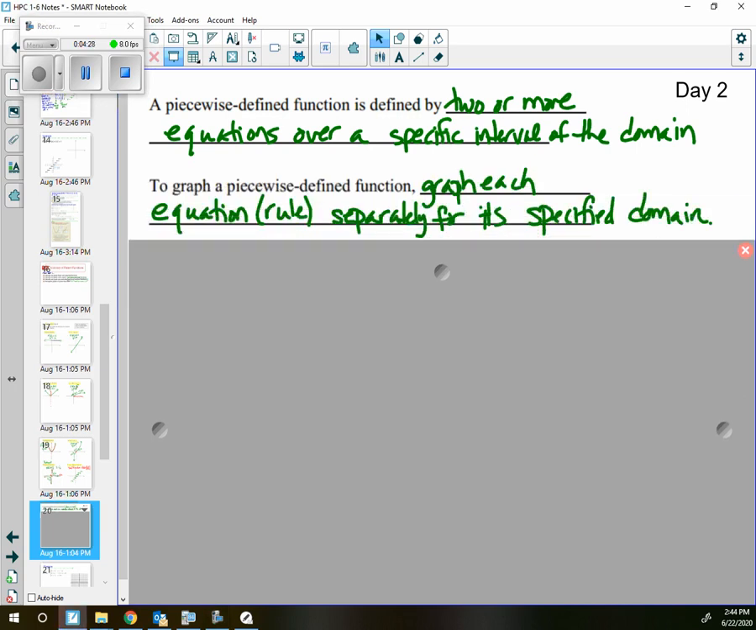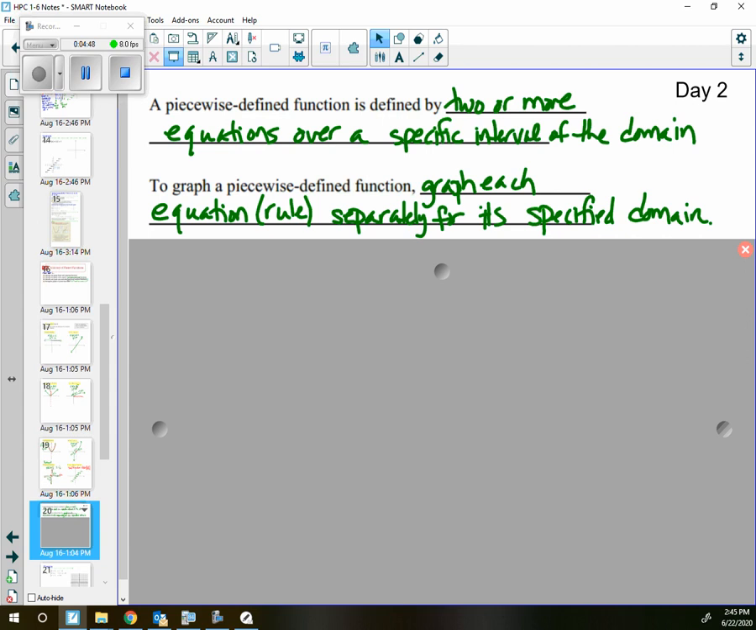So really, to graph it, you graph each equation or rule separately for its specified domain. For this particular part of the domain, I'm going to use the rule that goes with it. You can have tons of different ones of these. The more rules you have, the more intervals of the domain you have, and you put them all together to make the complete picture. So that's what a piecewise function is.